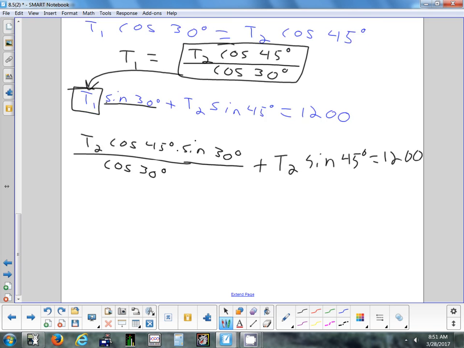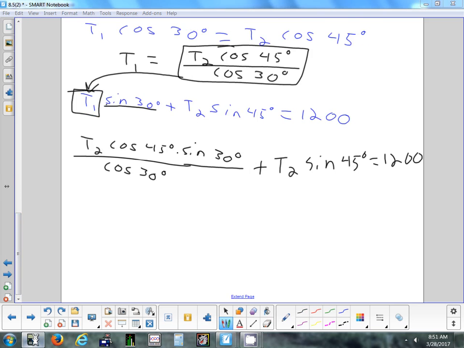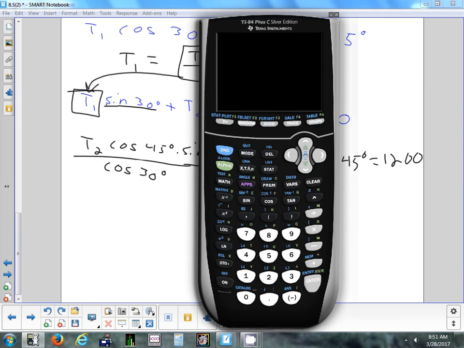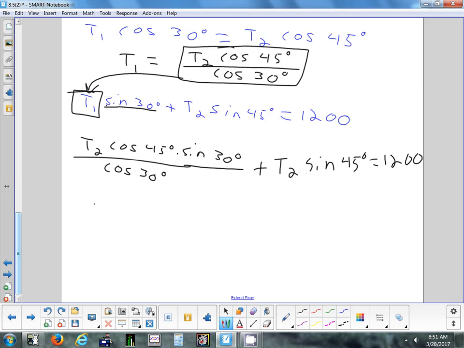Okay, so this is the part where we need a calculator. So I'm going to do cosine 45 times the sine of 30. All right, so cosine 45 times sine of 30. And we're going to divide by cosine 30. Okay, so we get 0.408. And what's the sine of 45 as a decimal? 0.707.